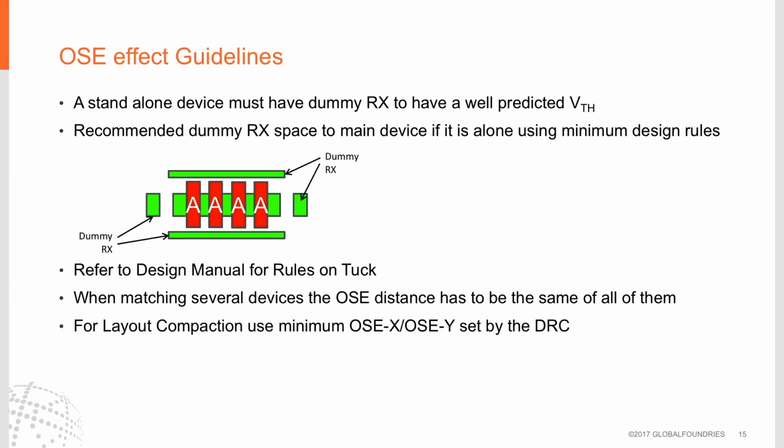When trying to mitigate the OSE effects, a standalone device should have dummy RX to have a well-predicted VT. The recommended dummy RX spacing to the main device, if it's alone, can be drawn with minimum design rules. You should refer to the design manual for the rules regarding RX and RX tuck. When matching several devices, the OSE distance needs to be the same on all of them. And for layout compaction, you can use the minimum OSE-X and OSE-Y set by the design rule checker.